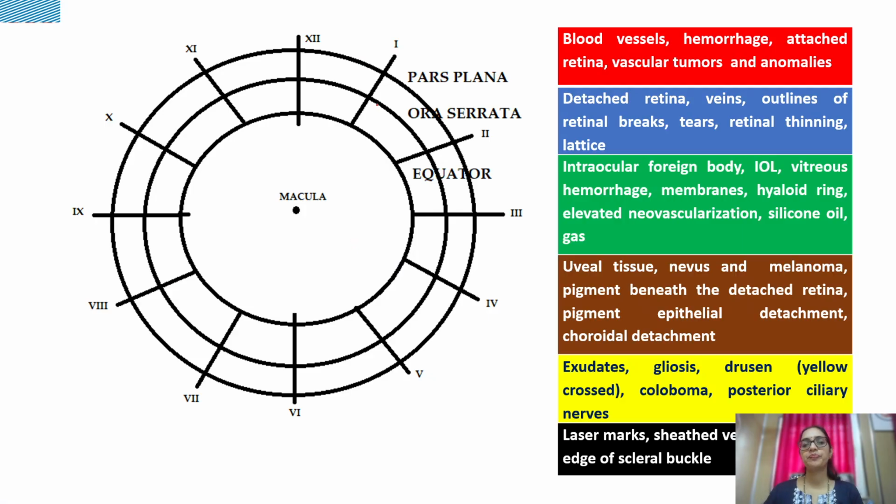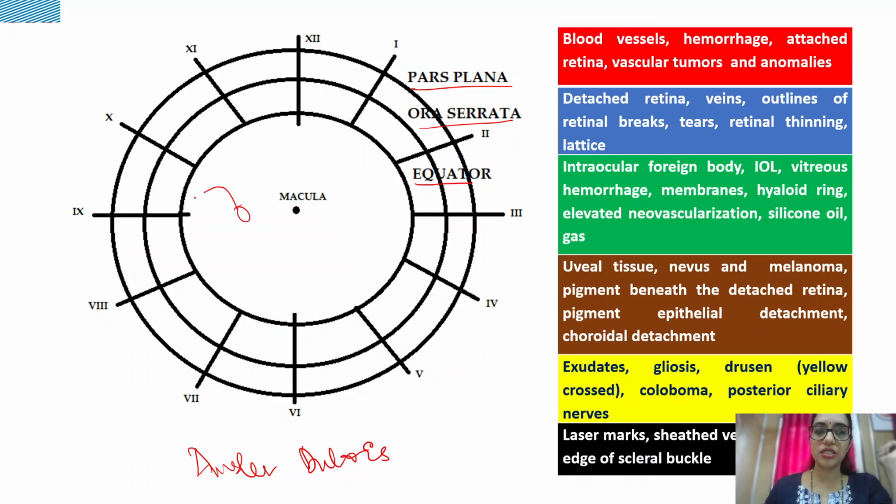So this is something known as an Amsler-Dubois chart, which is used to draw retinal drawings. So here we have marked equator and 3 circles around it. Each circle represents equator, ora serrata and pars plana. Then you can draw the optic nerve according to which eye you are drawing. If suppose you're drawing the left eye, you draw the optic nerve to the left of the macula and use these color coding for drawing the lesions.